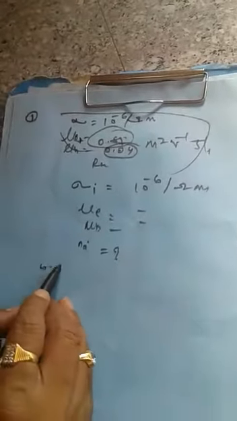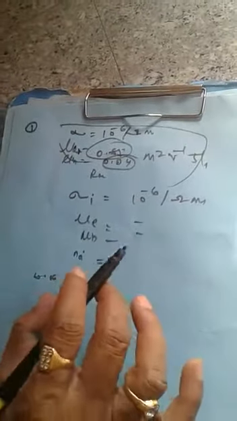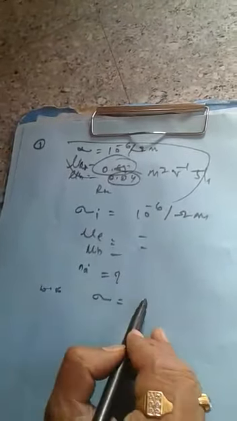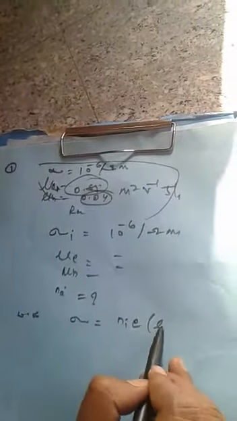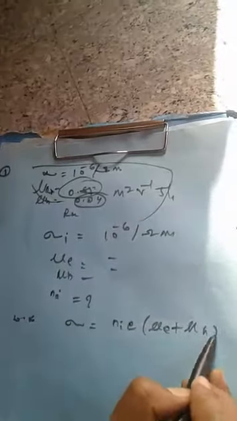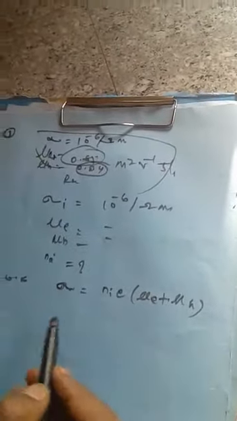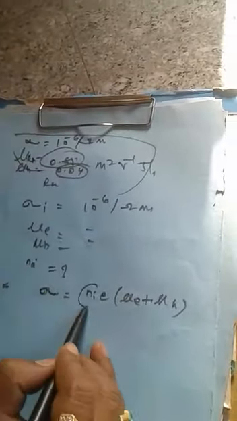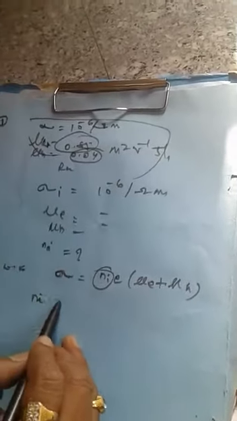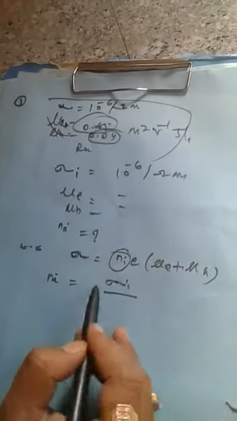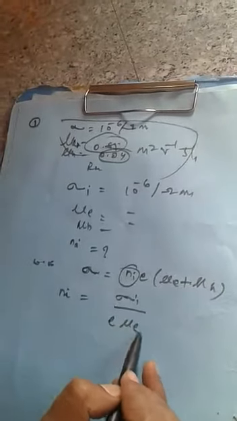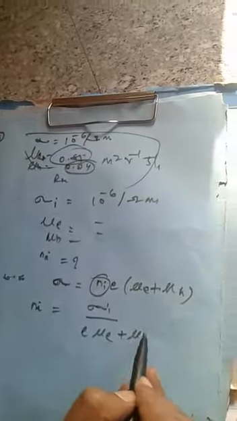We know the formula for the electrical conductivity of an intrinsic semiconductor is given by sigma equals n_i e (mu_e plus mu_h). This is the formula for conductivity in an intrinsic semiconductor. So we want n_i, so n_i we keep as it is, and the remaining is conductivity divided by e into the mobility of electron plus mobility of holes.